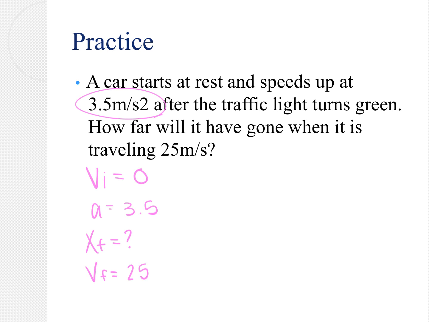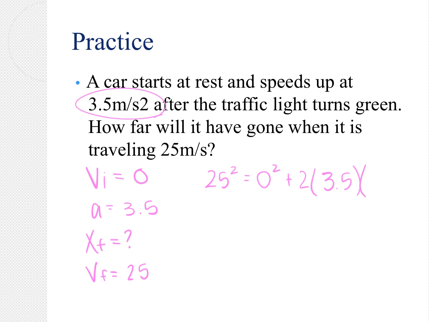So out of my kinematics equations, I have 2 options that have x final in them, right? The second or the third. So now I have to figure out which equation fits my situation best. I think the third one, because I'm not given any information on time, and the third one doesn't have time. We agree? So we're going to go 25 squared equals 0 squared plus 2a.